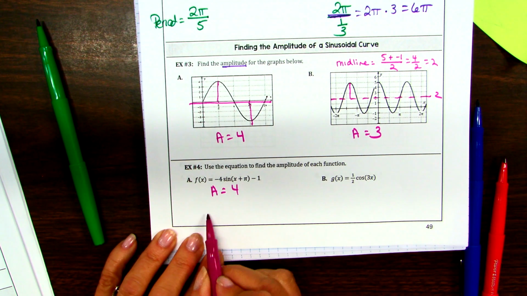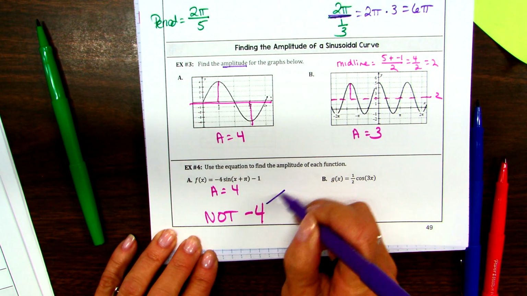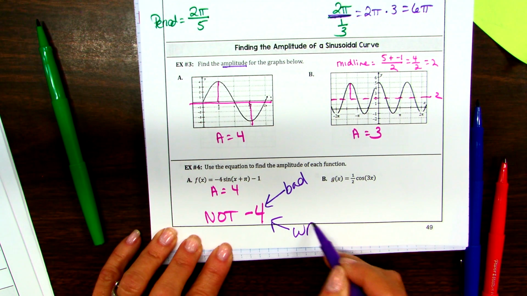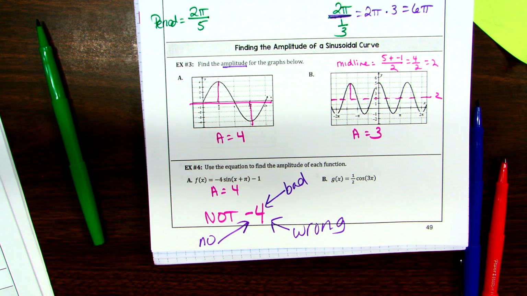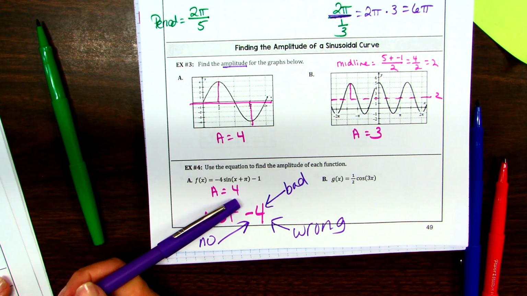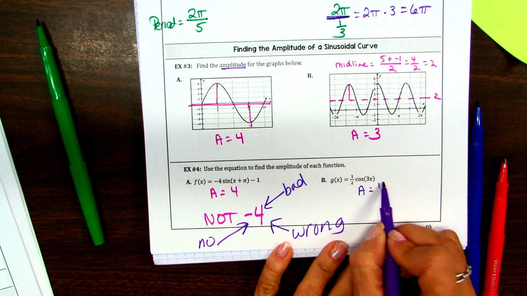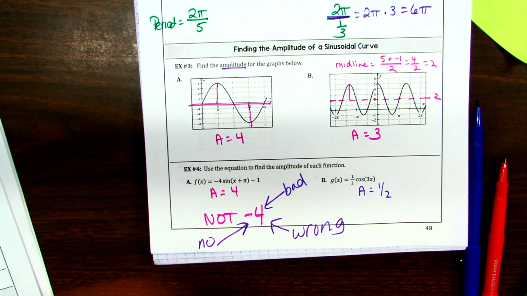Oh my gosh. No negatives on your amplitudes, okay? That's going to be the easiest multiple choice question you get on this test in a couple weeks. Let's not make that mistake. And what is our amplitude here? 1/2, okay? Lots of review. Last question, still review problem.